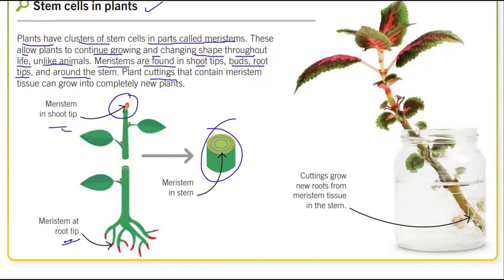Plant cuttings that contain meristem tissue can grow into completely new plants. So when you cut it, a new one will come. The cutting grows new roots from meristem tissue in the stem. You can observe it here in this picture.